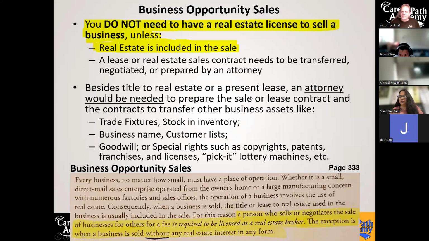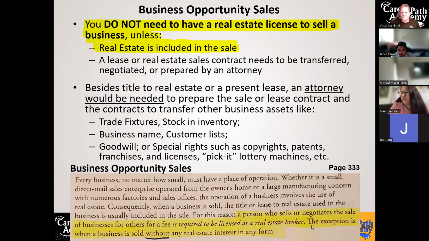besides title to the real estate or any present lease that needs to be transferred, attorneys would be needed to write up the sale of the business, as well as any assets that business may have, like trade fixtures, stock, inventory, business names, customer lists, goodwill, special rights, such as copyrights, patents, franchise licenses, pick-ticket lottery machines, things of that nature. They need to be handled in a certain way. And leave that to the attorneys. We're salespeople. We just do the marketing and find a buyer, and then let the attorneys put the contract together.